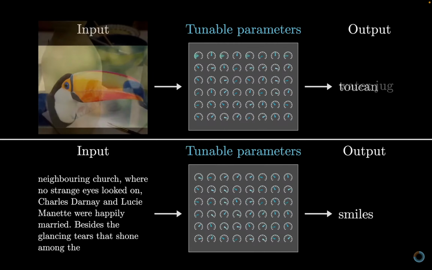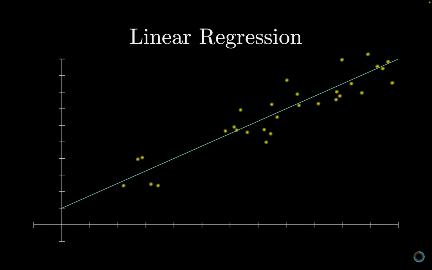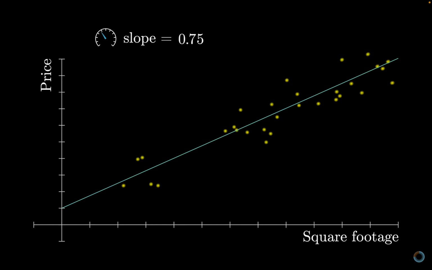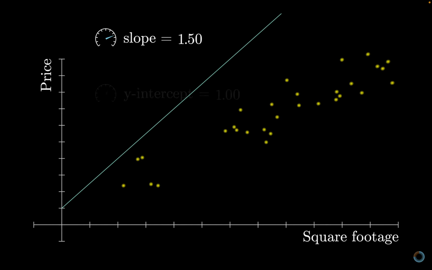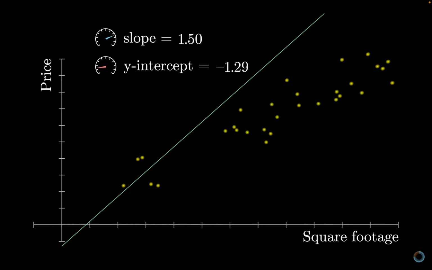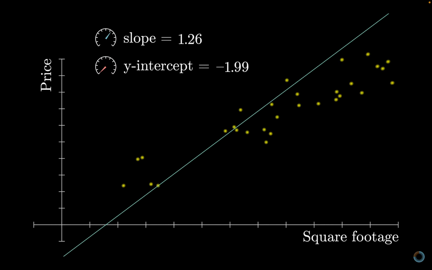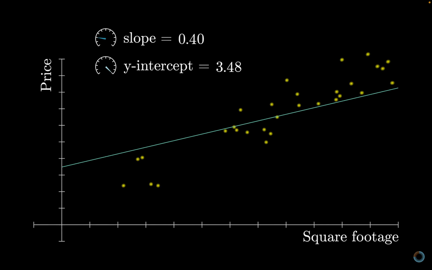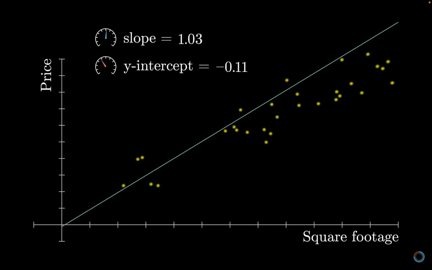For example, maybe the simplest form of machine learning is linear regression, where your inputs and your outputs are each single numbers, something like the square footage of a house and its price. And what you want is to find a line of best fit through this data, to predict future house prices. That line is described by two continuous parameters, say the slope and the y-intercept, and the goal of linear regression is to determine those parameters to closely match the data.